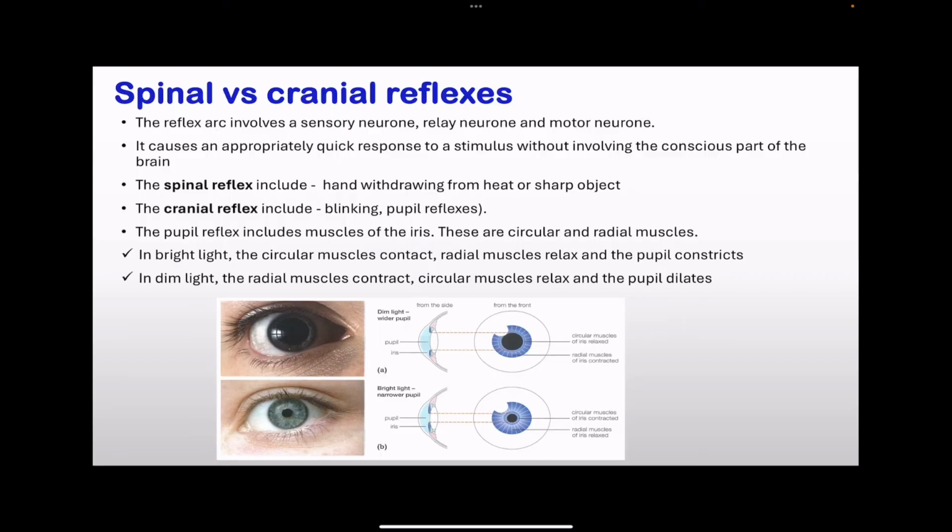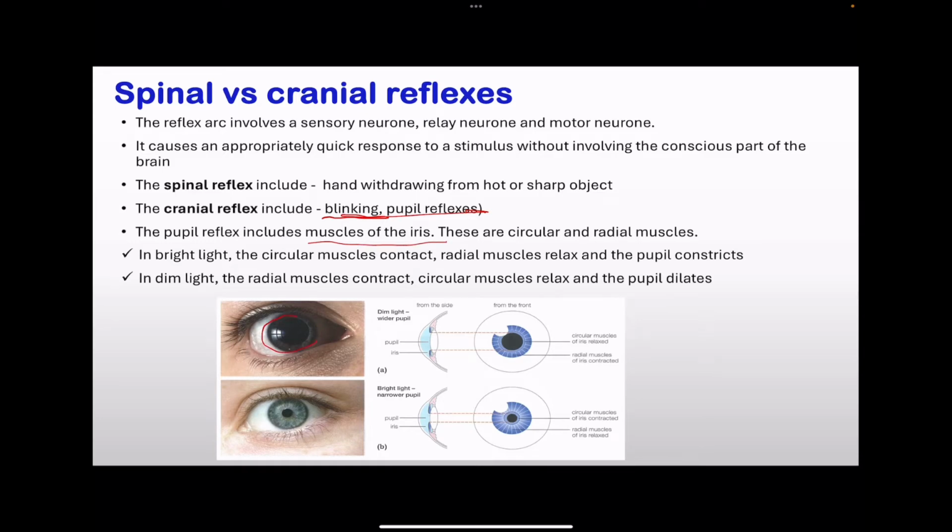Next, we look at the spinal versus the cranial reflexes. Spinal reflexes involve the spinal cord directly, while cranial reflexes involve the brain. Examples of spinal reflexes include withdrawal of a hand from a hard or sharp object, while cranial reflexes include blinking, as well as the pupil reflexes. The pupil reflex involves the muscles of the iris, as we can see here.